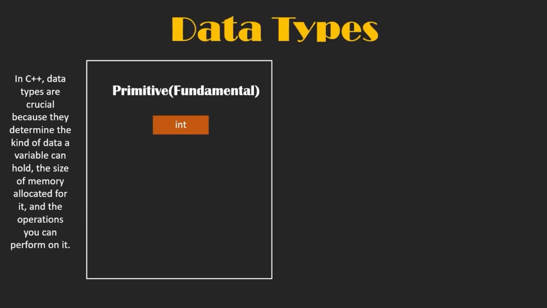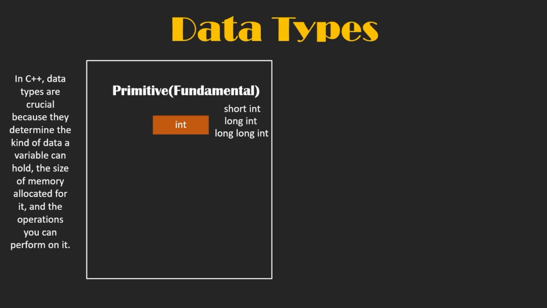For smaller ranges, you might use short, which is generally 2 bytes, or long, which is at least 4 bytes but can be larger depending on the system. If you need to handle very large numbers, long is the way to go, typically taking up 8 bytes.